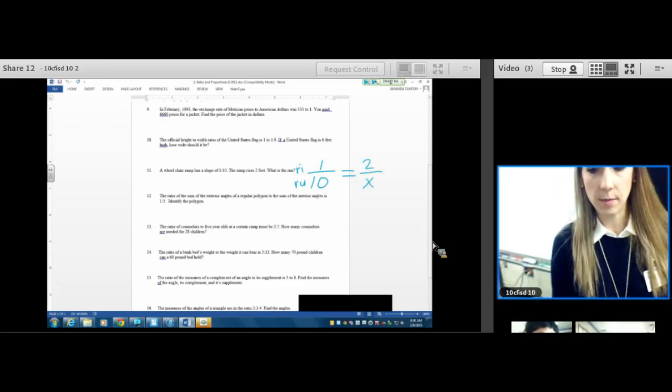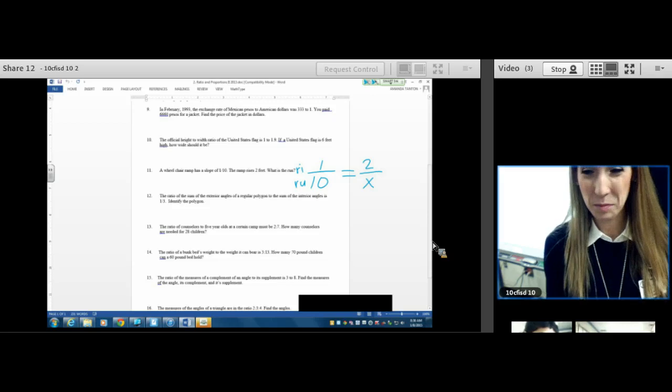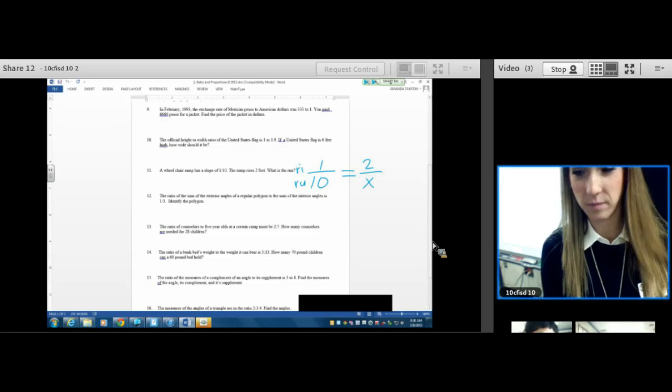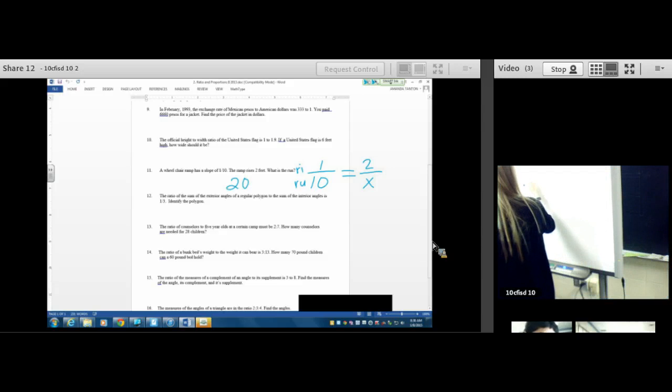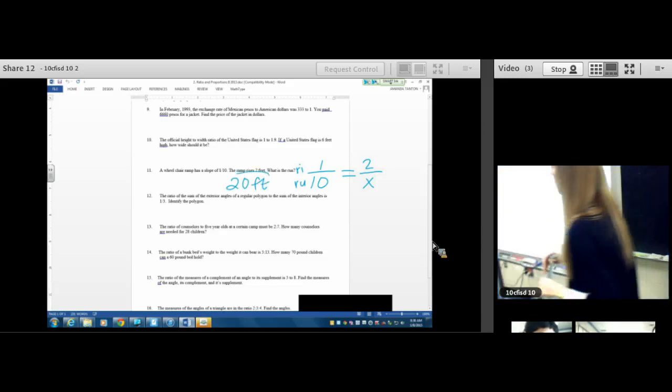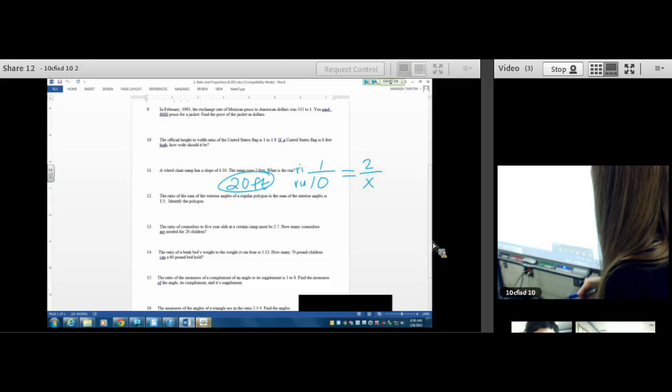We just set up a simple proportion. And you just multiply 2 times 10 divided by 1. Boom, got your answer. Make sure on your homeworks that you do put your units though. Okay? You still want me to do 12?